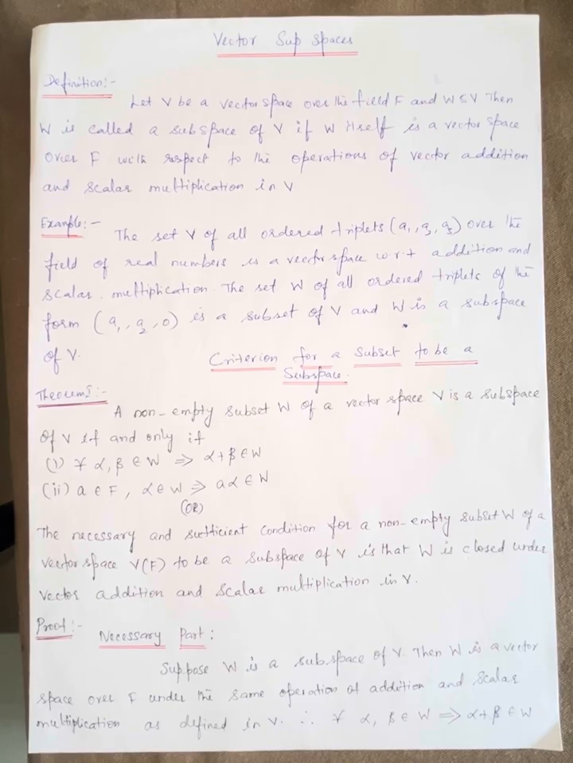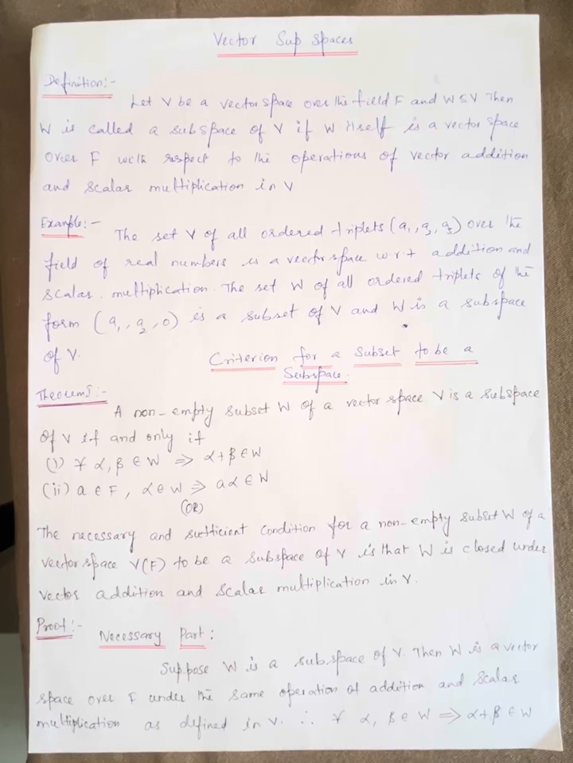So now the definition goes as such: let V be a vector space over the field F and W is contained in V. Then W is called a subspace of V if W itself is a vector space over the field F with respect to the operations of vector addition and scalar multiplication in V. That means V is given as a vector space over the field F and W is going to be the subset of V. When W will be the subspace of V means W itself must be a vector space over F, then it is going to be the subspace for the vector space V.